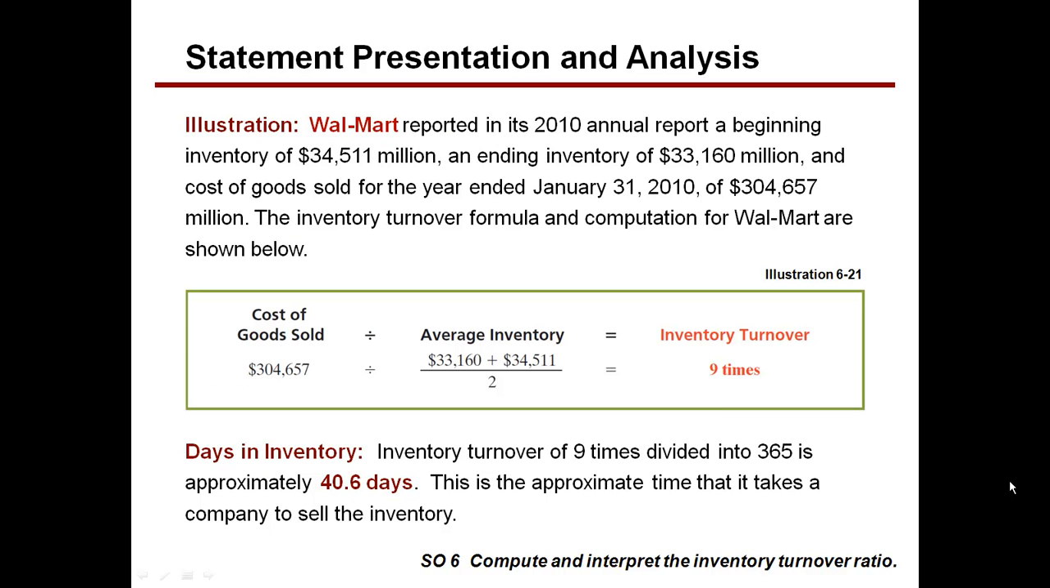Let's look at how this plays out in an example. For the year 2010, Walmart reported a total cost of goods sold for the year of $304 million. The beginning merchandise inventory on its balance sheet was $34,511,000, ending inventory $33,160. We add those two together and divide by 2 to get an average inventory.